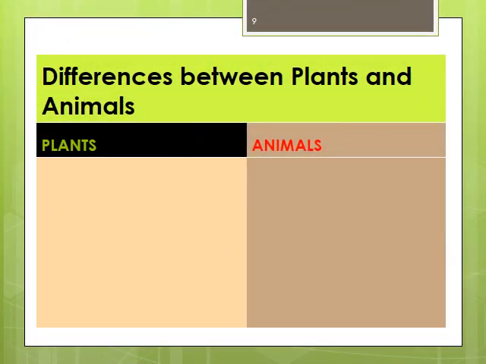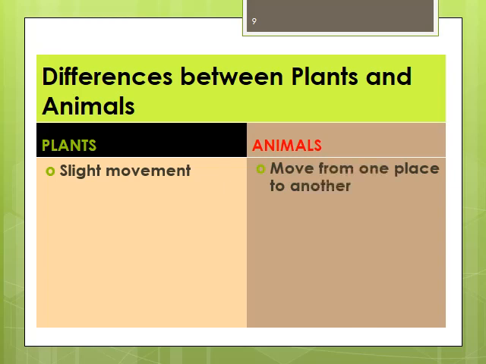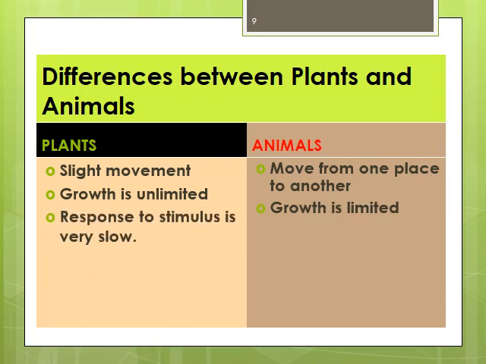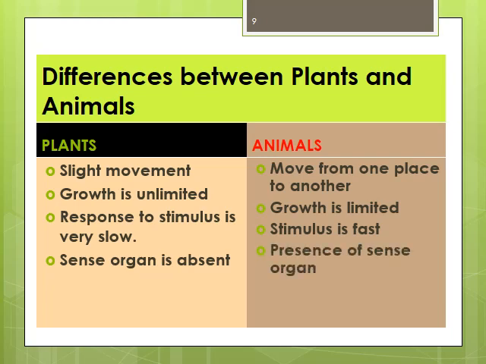Now I want us to look at the differences between plants and animals. For plants, they can carry out slight or bent movement, but animals can move from one place to another. For plants, growth is unlimited, but for animals, growth is highly limited. Plants respond to stimulus in a very slow manner, but animals respond quickly to stimulus. For plants, sense organs are absent, but for animals, sense organs are present.